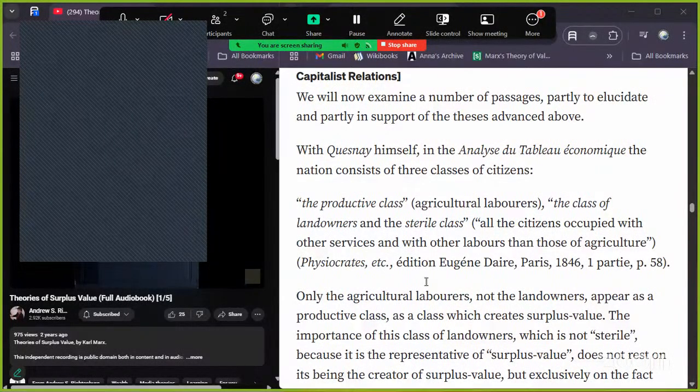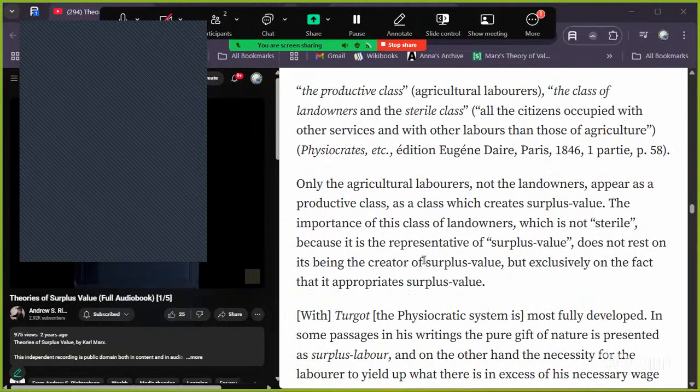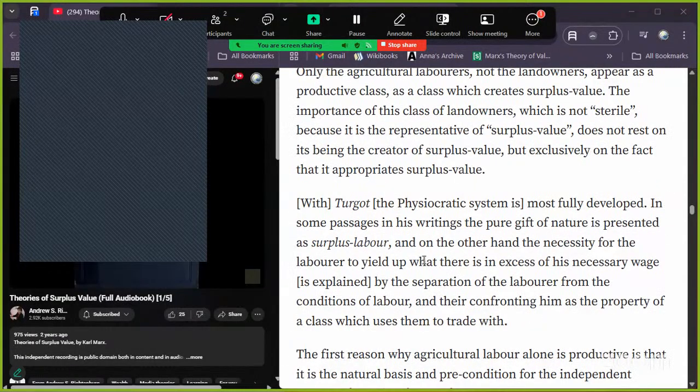With Quesnay himself, in the analysis of the tableau économique, the nation consists of three classes of citizens: the productive class, that is, agricultural laborers, the class of landowners, and the sterile class, all the citizens occupied with other services and with other labors than those of agriculture. Only the agricultural laborers, not the landowners, appear as a productive class, as a class which creates surplus value. The importance of this class of landowners, which is not sterile because it is the representative of surplus value, does not rest on its being the creator of surplus value, but exclusively on the fact that it appropriates surplus value.